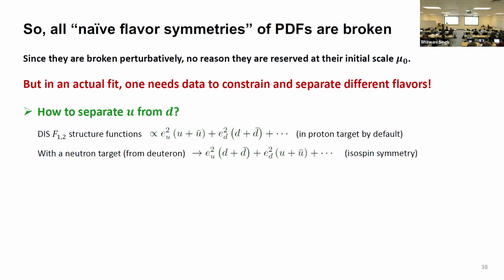But then you ask, this doesn't differentiate U from U bar and D from D bar. That's indeed another question. So how do we separate anti-quark from quark? That's another question. We use pion targets for that.